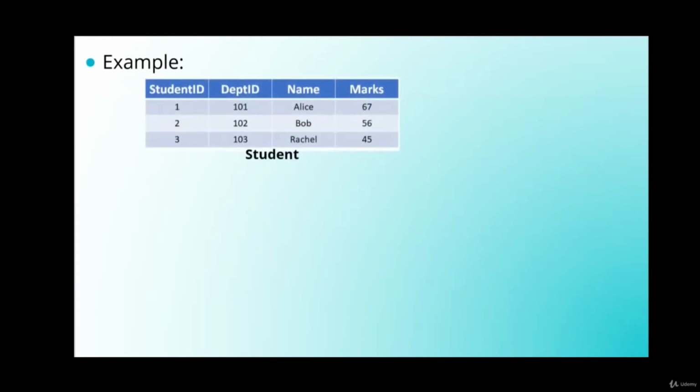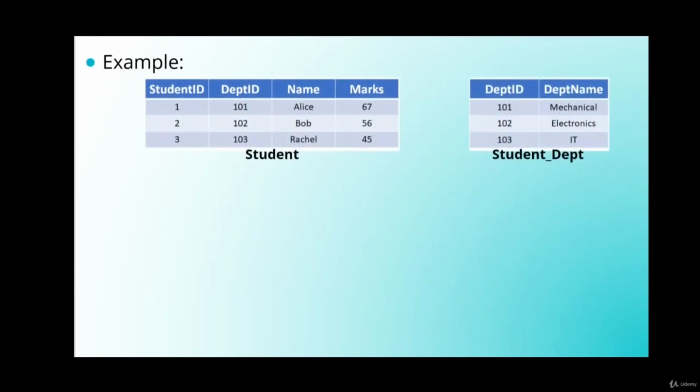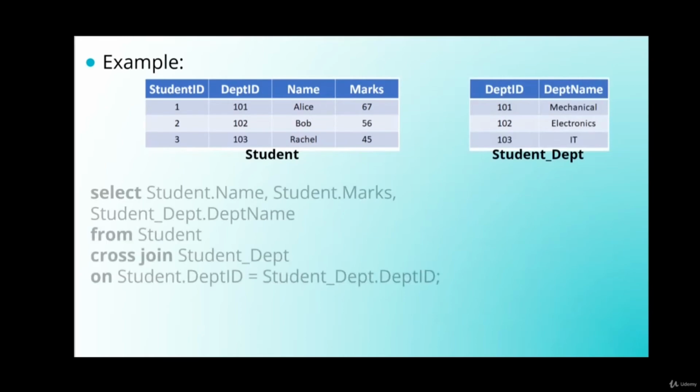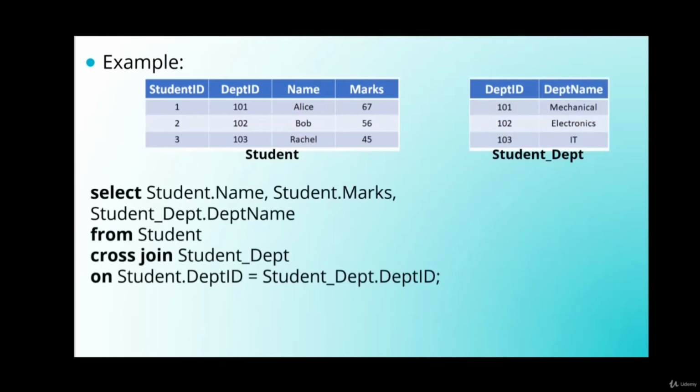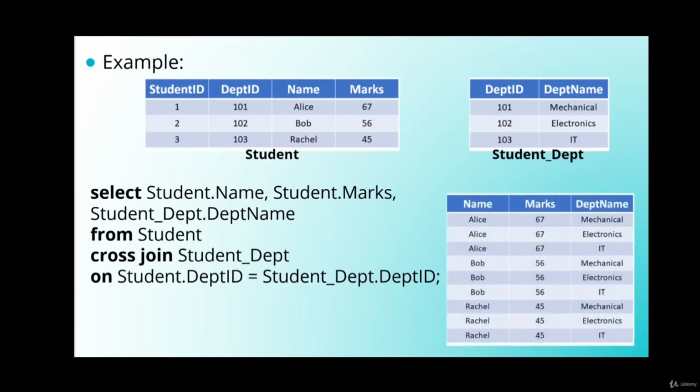For example, if you want to find student cross join student department, we'll write the query as select student dot name, student dot marks and student department dot department name. If you want to display all the details, you can write star as well. From student cross join student department on student dot department ID is equals to student department dot department ID. So after executing this query, it will multiply every row of table 1 with every row of table 2.